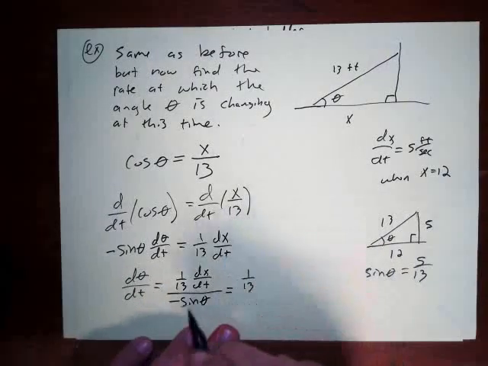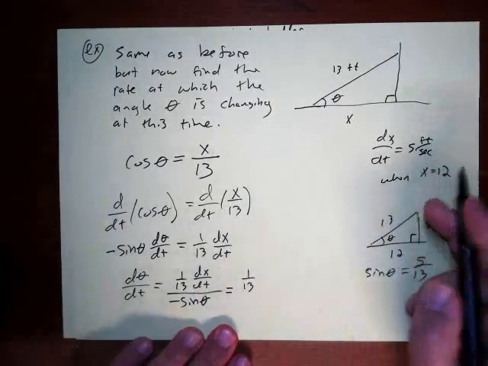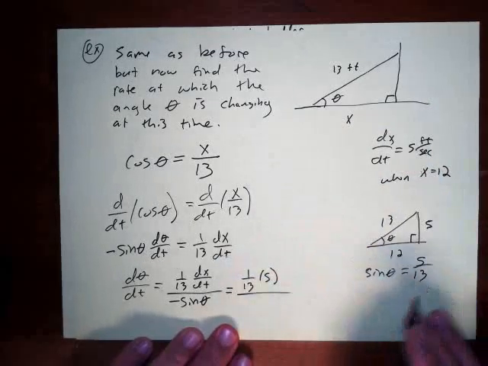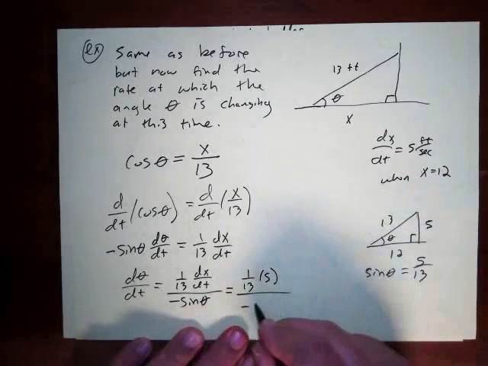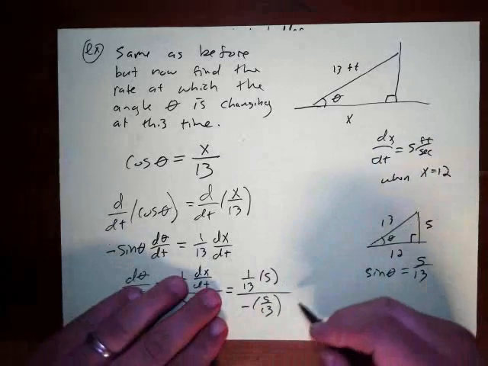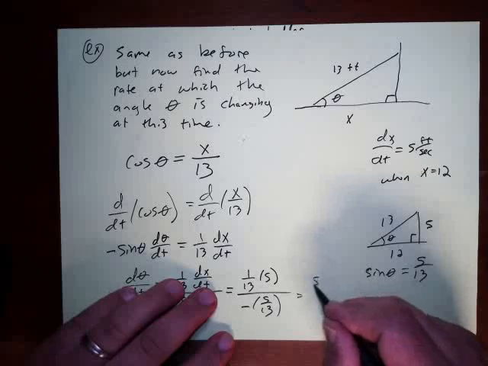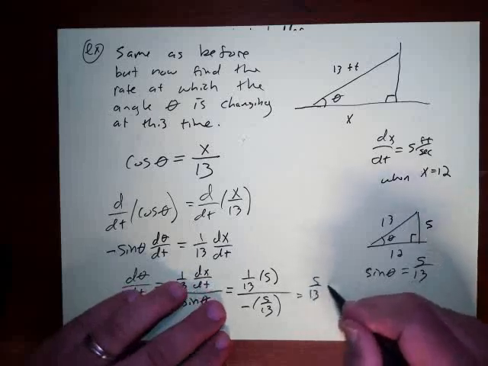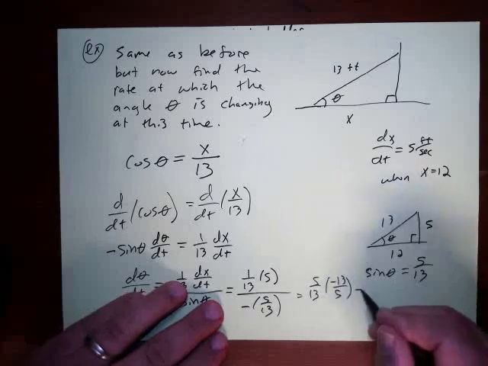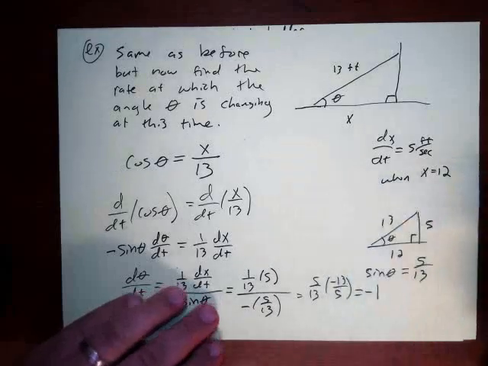1 over 13 dx/dt would be the 5. And then all of that is going to be over the opposite of the sine of theta, which is 5 over 13. Right? And so I could invert and multiply. So this would be 5 over 13 times a negative 13 over 5. And all of this is negative 1.